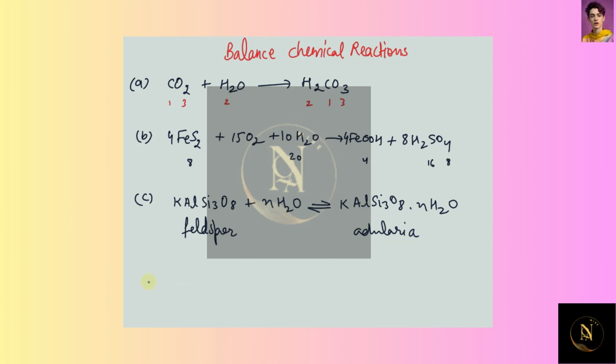Now let's look at the fourth reaction. In the fourth reaction, we have been told that magnetite, that is Fe3O4, is converting into hematite. Hematite is actually Fe2O3. Now we know that magnetite is oxidized to form hematite, so we can show this like this. So now let's balance the chemical equation.